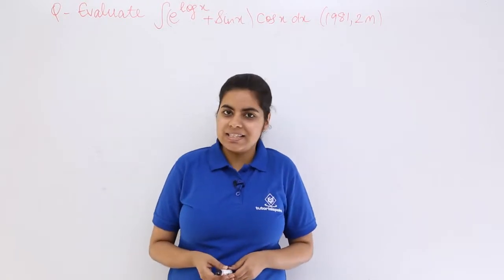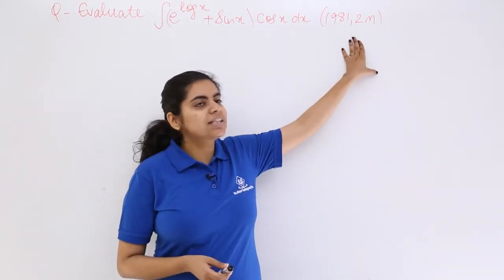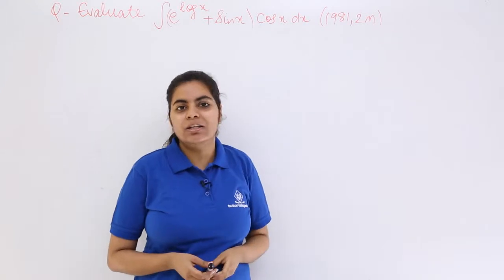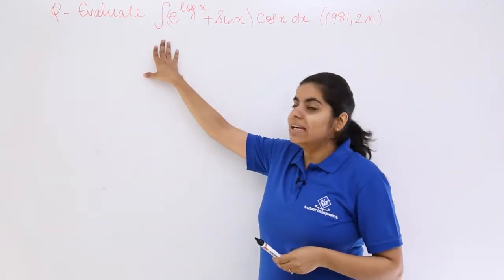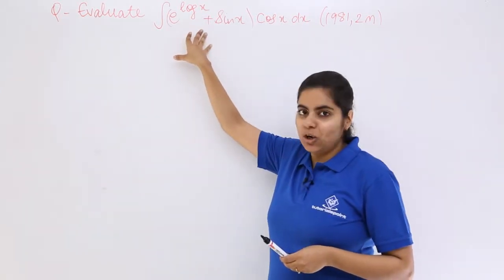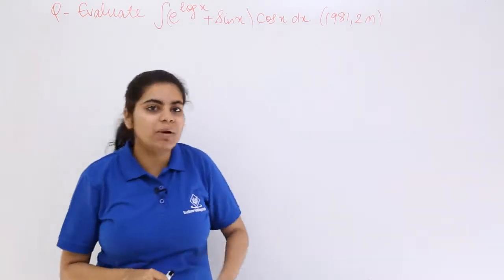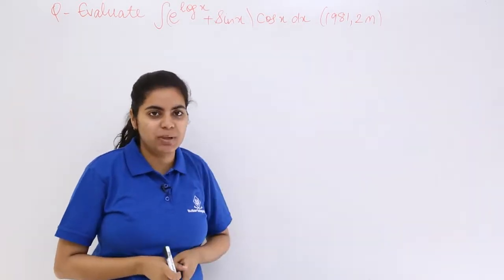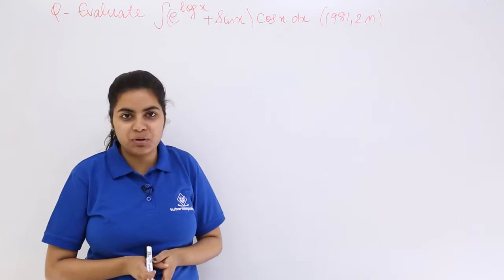In this video, let's see an IIT JEE question asked in the year 1981 for 2 marks. The question says, evaluate the integral of e raised to the power log x plus sin x whole multiplied by cos x with respect to x. So how do we do this type of a question?